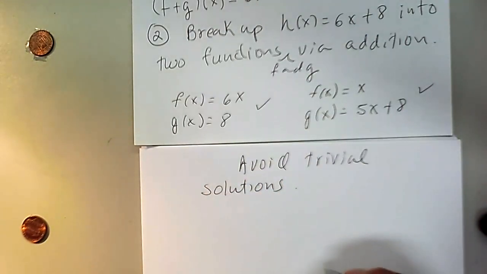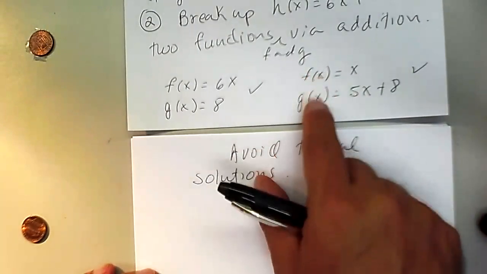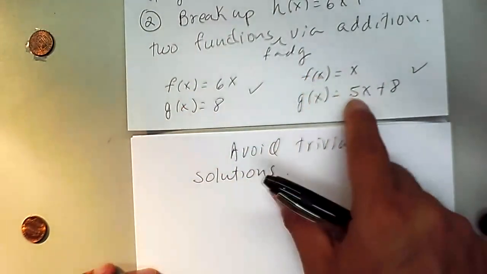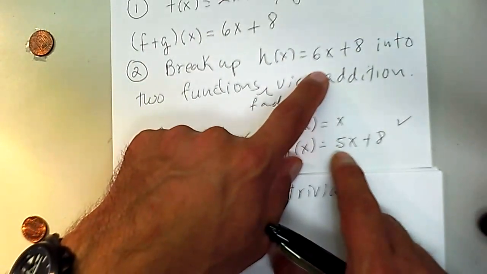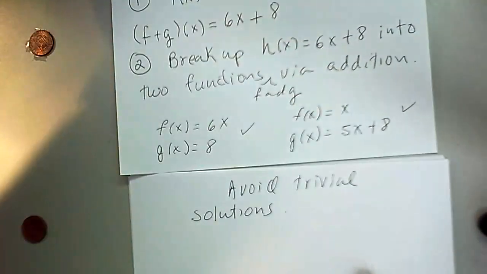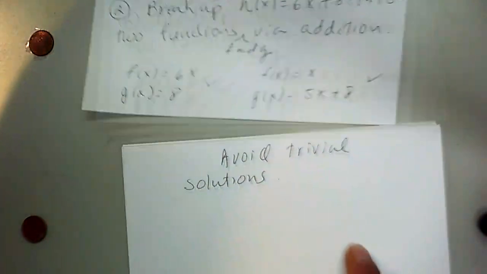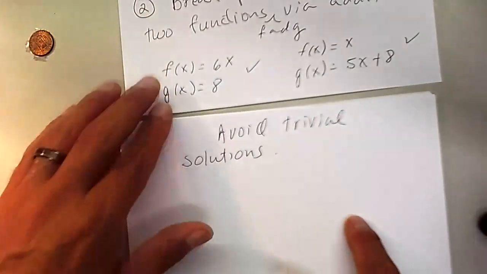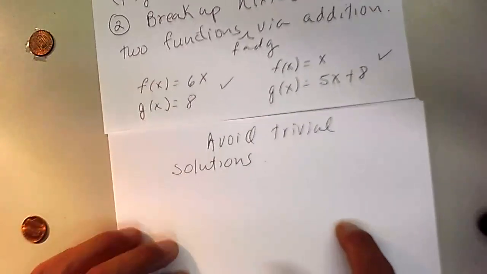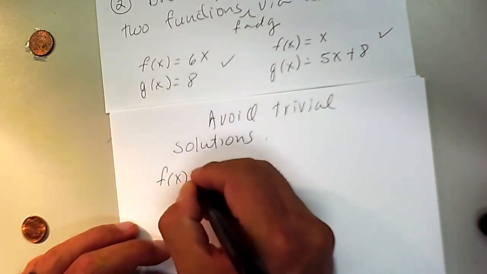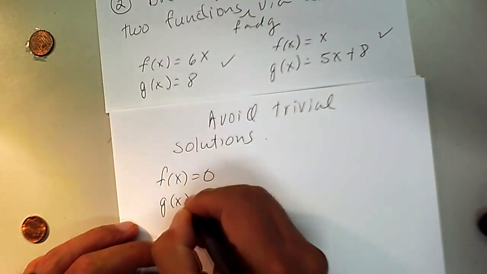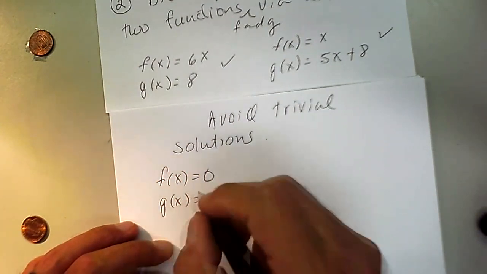So what are trivial solutions? Solutions that don't add any additional information about the original function. So here we're breaking up into simpler functions. Even though this is very similar to the original function, it is a little bit simpler because we're using a smaller number. But somebody could come up with a very, very interesting answer. f of x equals 0 and g of x equals 6x plus 8.